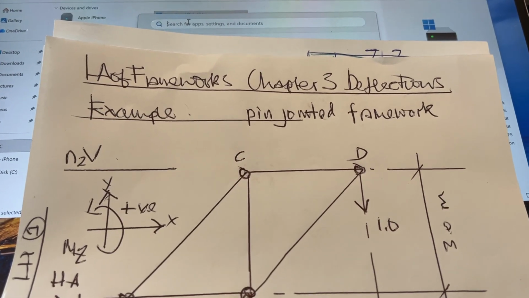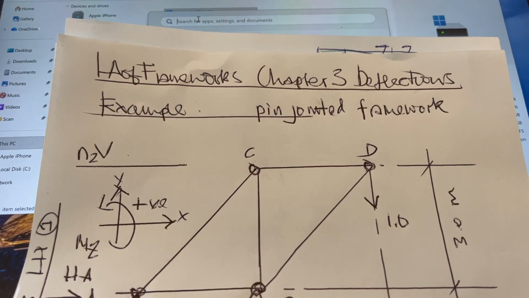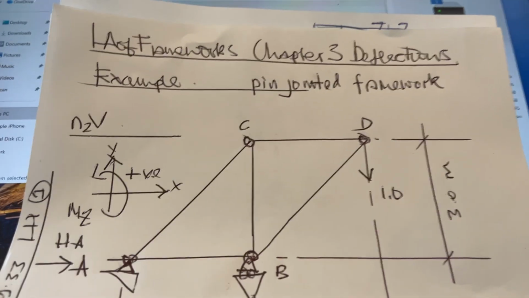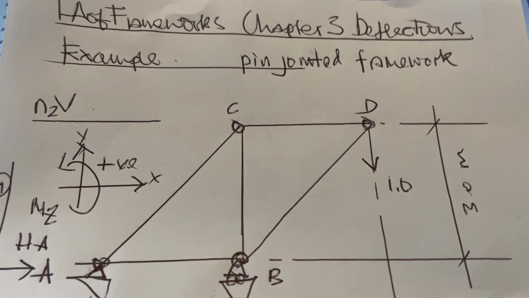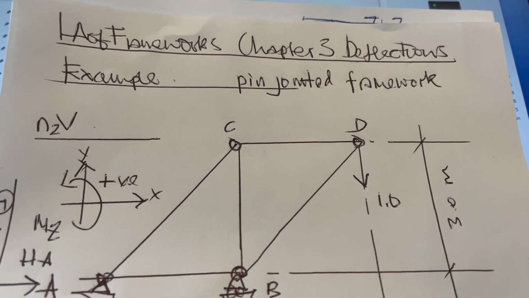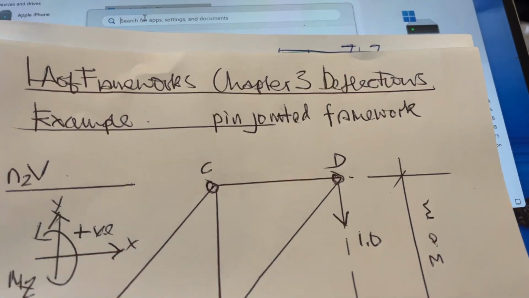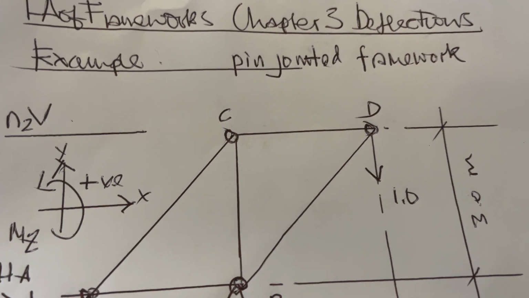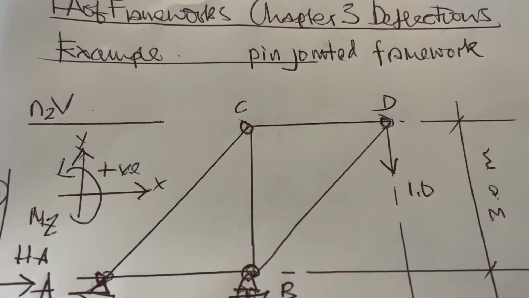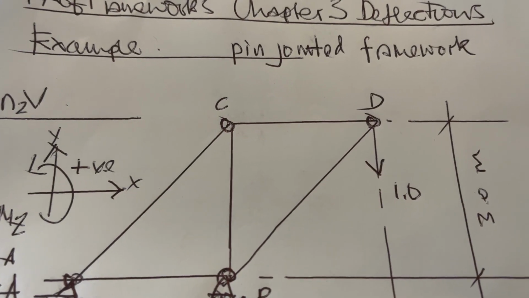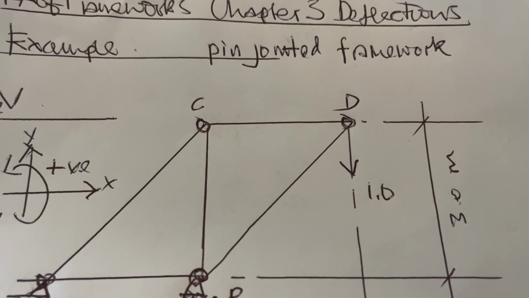So this is a video on the deflection problem. As per the textbook, this is the method. You have to apply a unit load of 1 at the joint in the direction you want to find the deflection. So we're looking at joint D, vertical deflection.